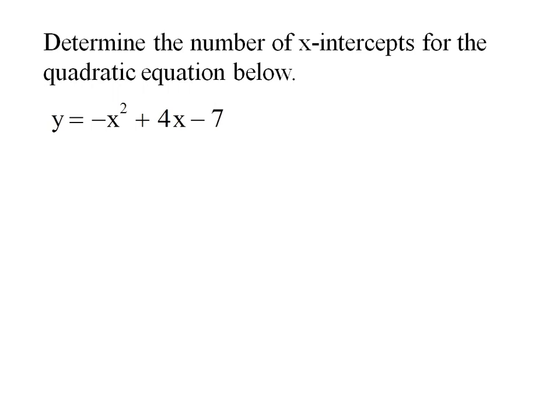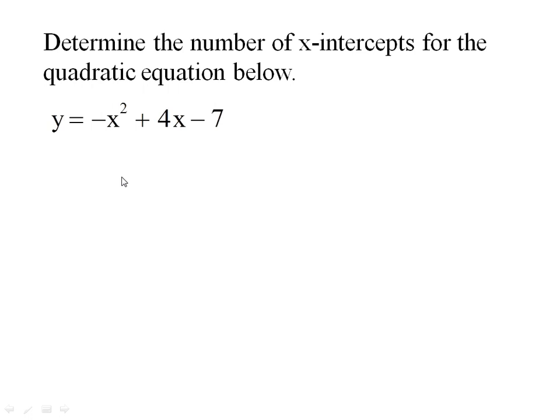y equals negative x squared plus 4x minus 7. Again, another great example of a quadratic equation. We can talk about how this opens downward. It's the same as the parent function. It's just shifted left a little bit, and it's shifted down a little bit as well.